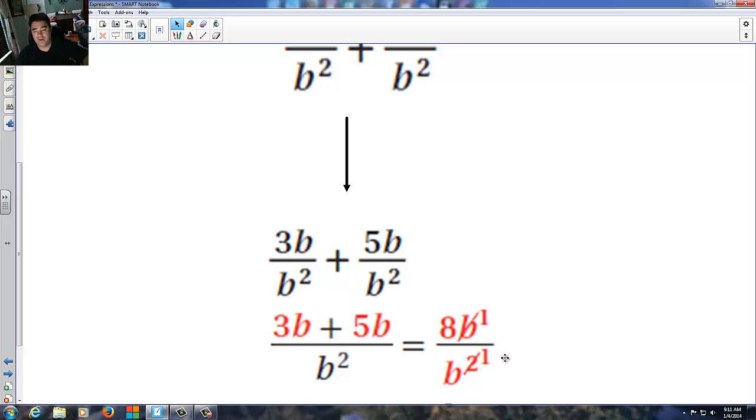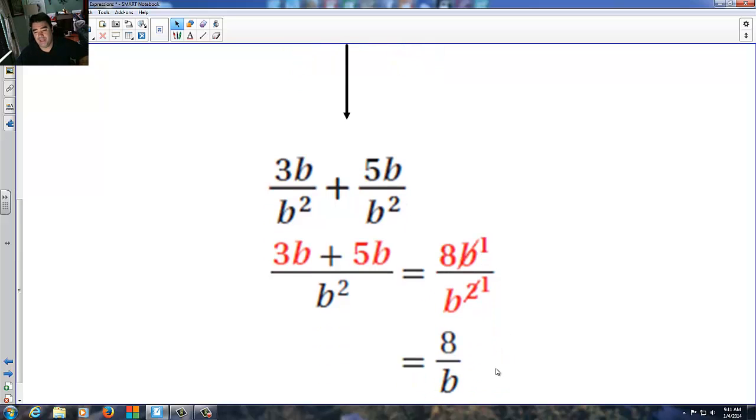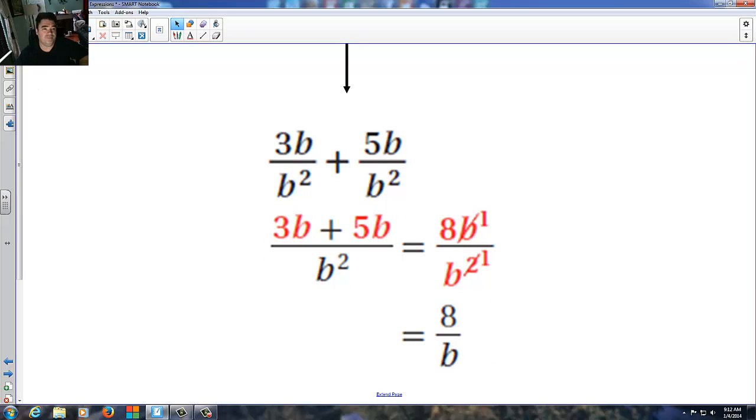However, they then divided b out. So the 1b and 2b fight it out. The 1b loses. This 2b becomes 1b. Why? Because you minus a b from both, top and bottom. So it's 8 over b.